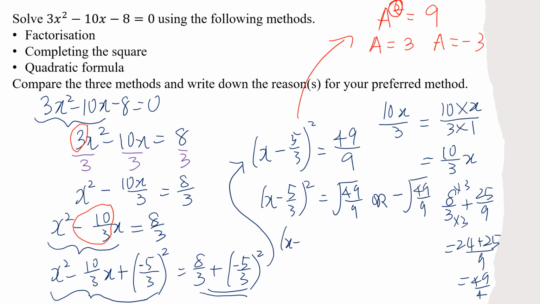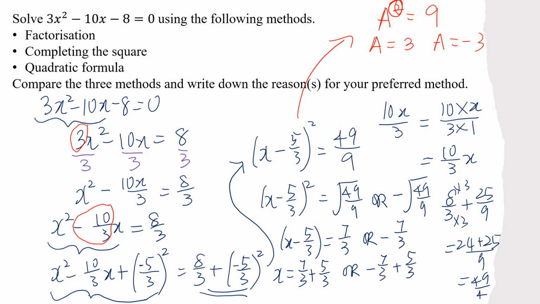Alright, so let's continue. So square root of 49 over 9 will just give you 7 over 3 or negative 7 over 3, right? Oh, sorry, there's no more square here already. Right, so you need to find x. So x will be 7 over 3 plus 5 over 3, one answer, or negative 7 over 3 plus 5 over 3, second answer. So that will give you 7 plus 5, 12, that gives you 4, or negative 2/3, which is the same answer as what we have obtained using the cross method.